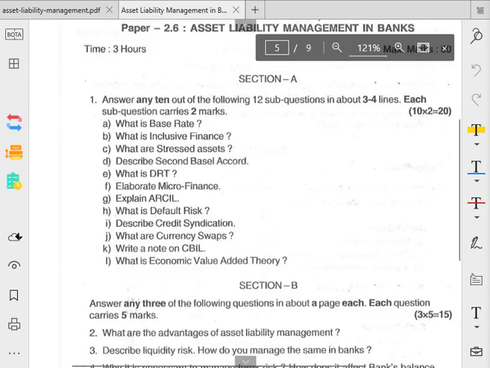Next one is, what is DRT? DRT means Debt Recovery Tribunal, which were created in 1993.